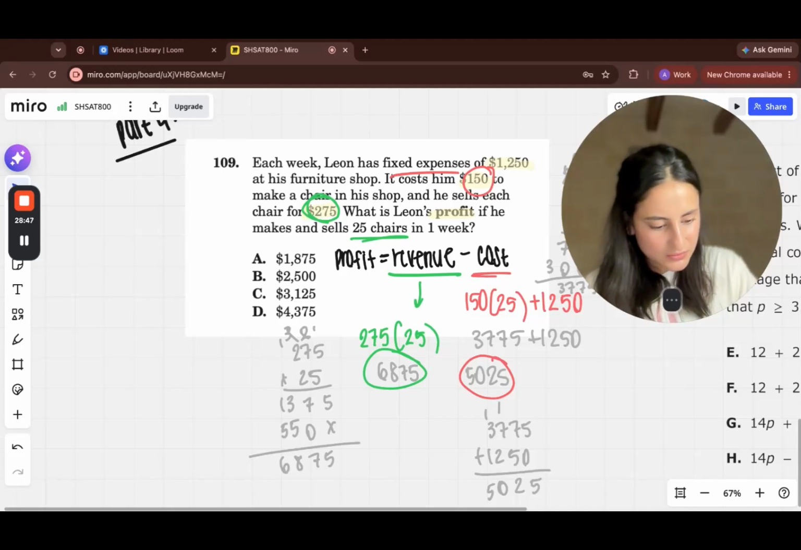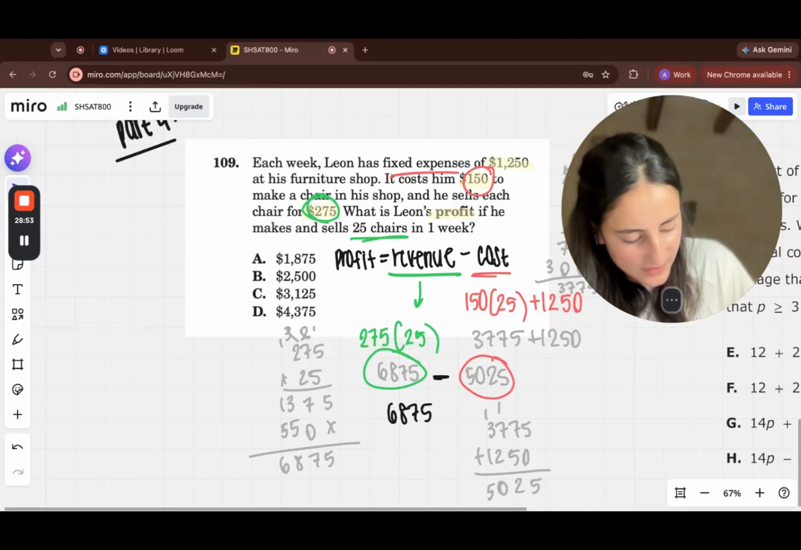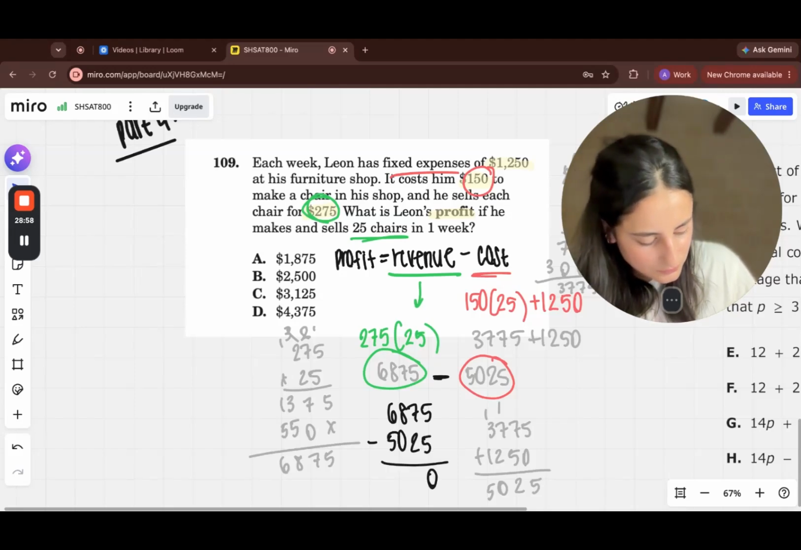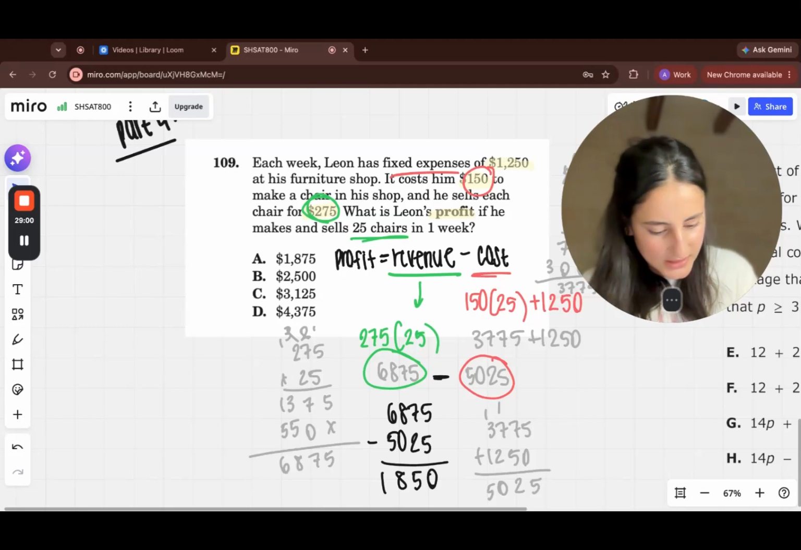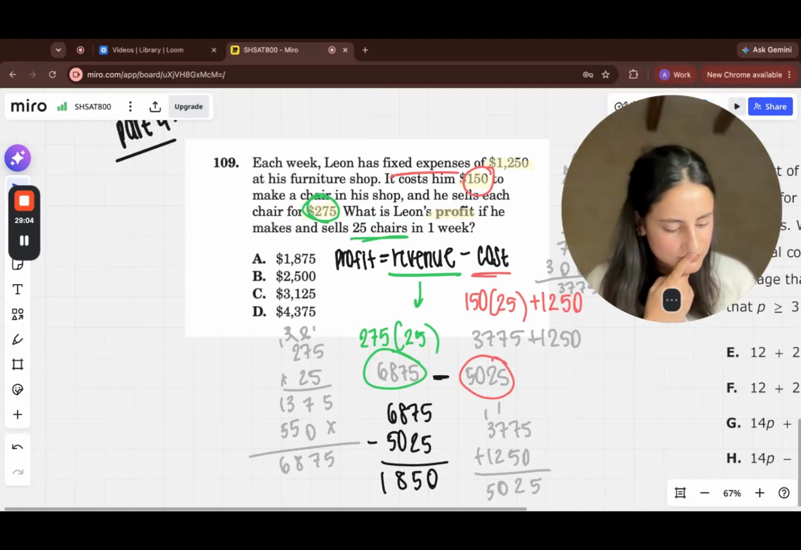And as I originally set up, we have to subtract these from each other. So to do that, 6,875 minus 5,025 is 1,850. So it seems that I made a calculation error.